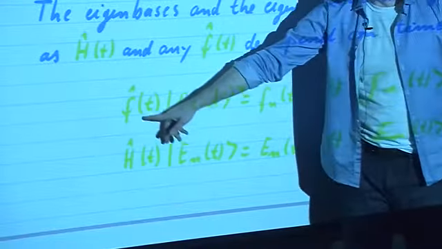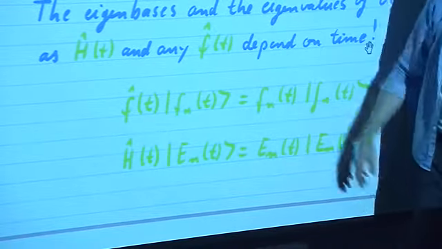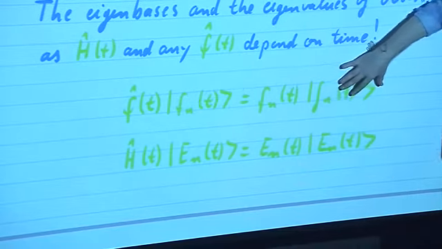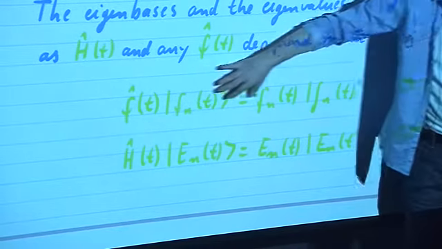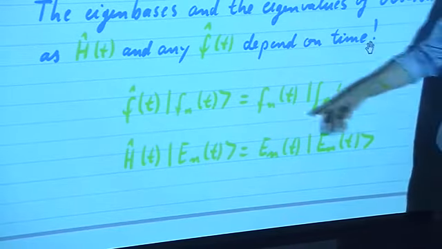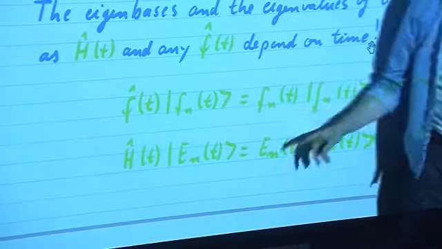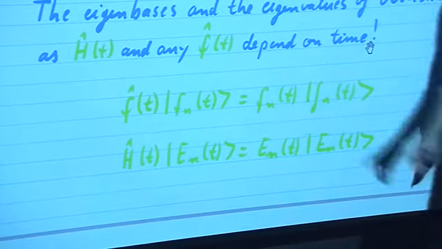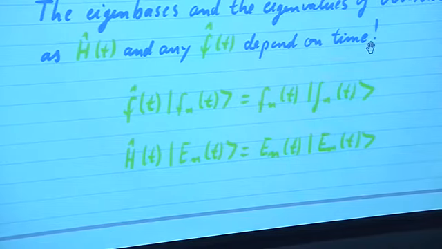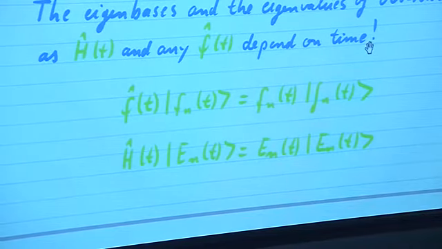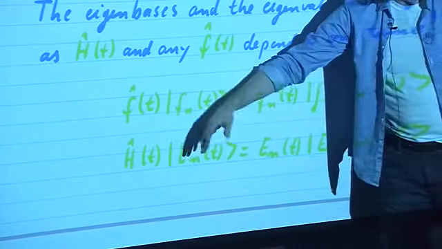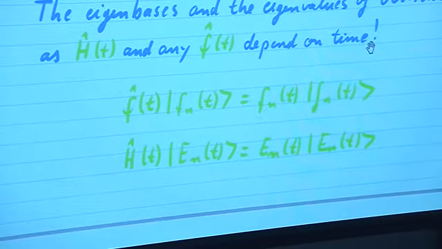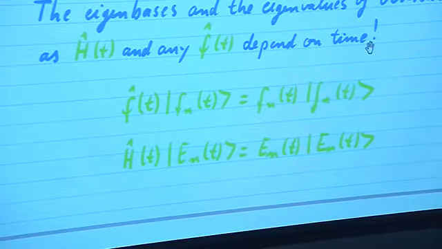And in general, we have these equations. We have that the observables are functions of time, and if you want to write down their eigenvector, eigenvalue equations, then the eigenvectors are time dependent, and the eigenvalues also in general will be time dependent. And the same is true for the Hamiltonian. Its eigenvectors and eigenvalues can in general be time dependent.